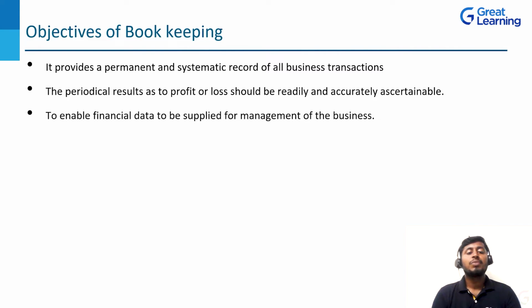The second objective: the periodical results as to profit or loss should be readily and accurately ascertainable. For example, sometimes if I have made mistakes in the journal entry, all your books of accounts will be wrong. But when we need to calculate again, we need to start from bookkeeping, that is from our primary books of accounts. All the transactions will be available, so we need to start from scratch, from zero to financial statements. For that purpose, bookkeeping will be useful.